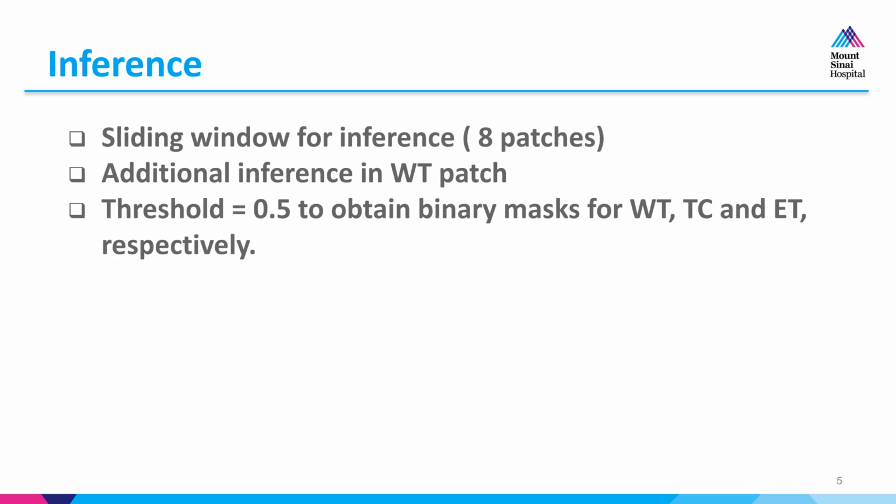During testing, we first applied a sliding window to extract 8 patches around the brain region, then extracted the region that included the whole tumor for another inference. We averaged these outputs and applied a threshold of 0.5 to obtain binary masks for whole tumor, tumor core, and enhanced tumor respectively.